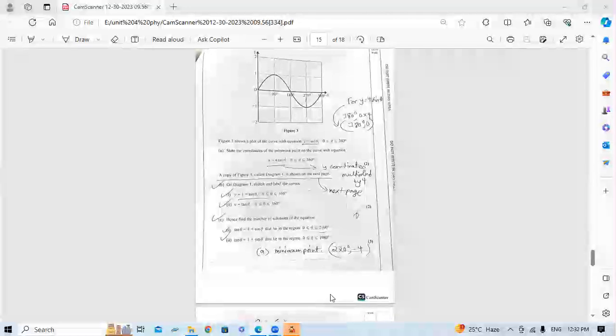Now let's move on to question number B. On diagram 1, sketch and label the curves y equals 1 plus sine theta in the range 0 less than theta less than 360 degrees, and y equals tan theta in the range 0 less than theta less than 360 degrees. 2 marks for this B part.